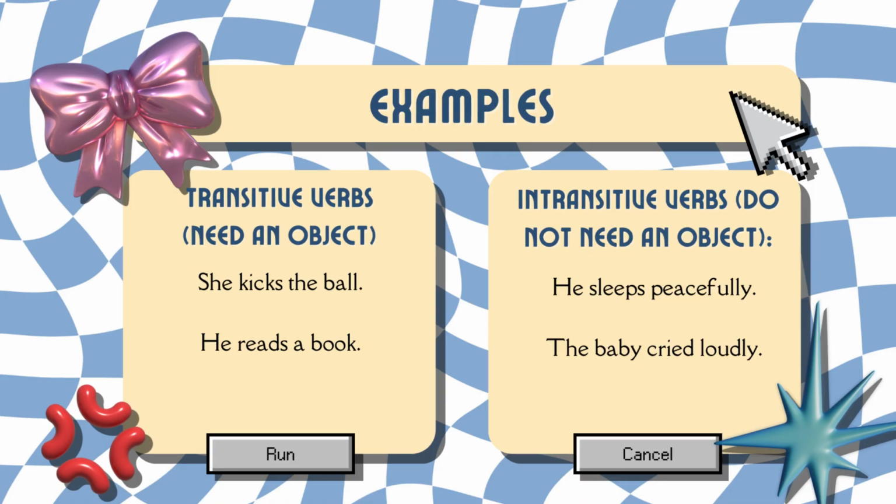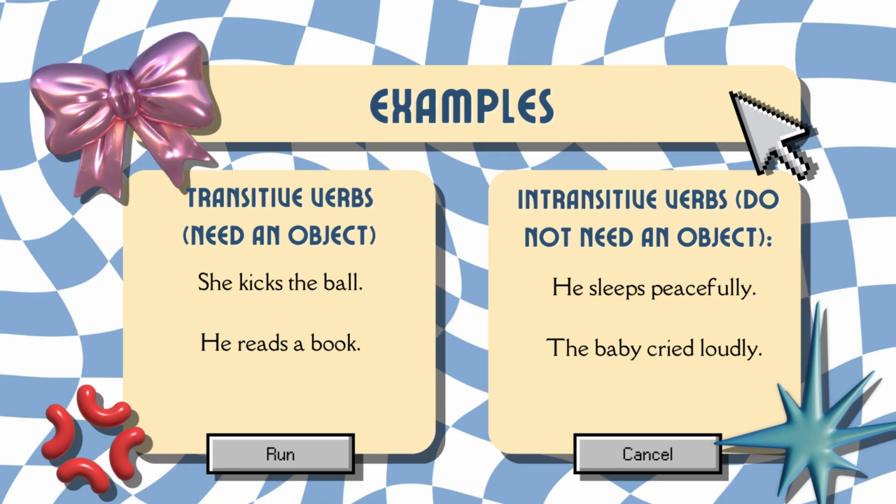Now, we will look at examples of transitive verbs and intransitive verbs. So, transitive verbs are verbs that need an object when used in a sentence. For example, she kicks the ball and he reads a book. So in she kicks the ball, the object is ball and the verb is kicks. Whereas in he reads a book, the object is book and the verb is reads.